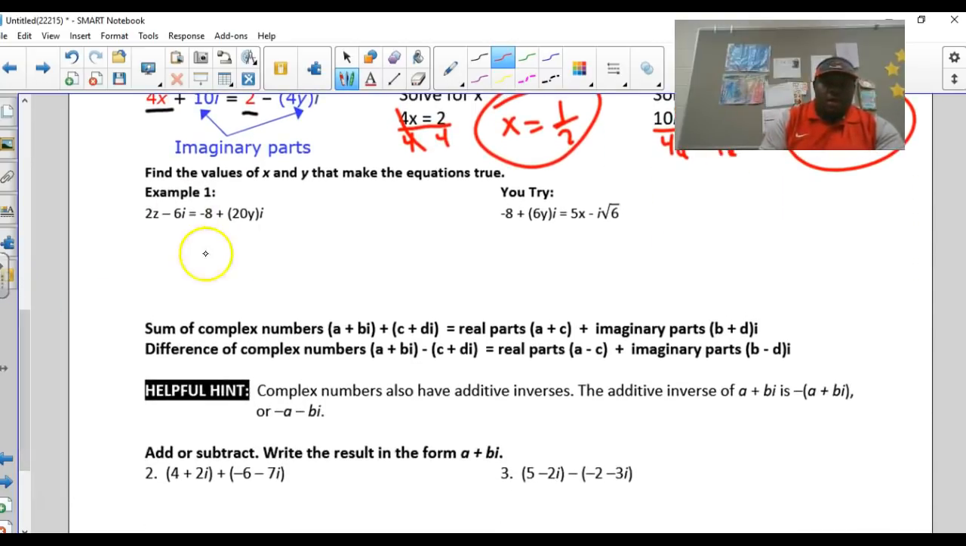Right here, this example: find the values of x and y that make the equation true. What would the real parts be? Ask yourself. Well, we know negative 6i is imaginary and 20yi is imaginary. So the real parts are 2z and negative 8. I'm going to set them equal to each other, and I'm going to set the imaginary parts equal to each other.